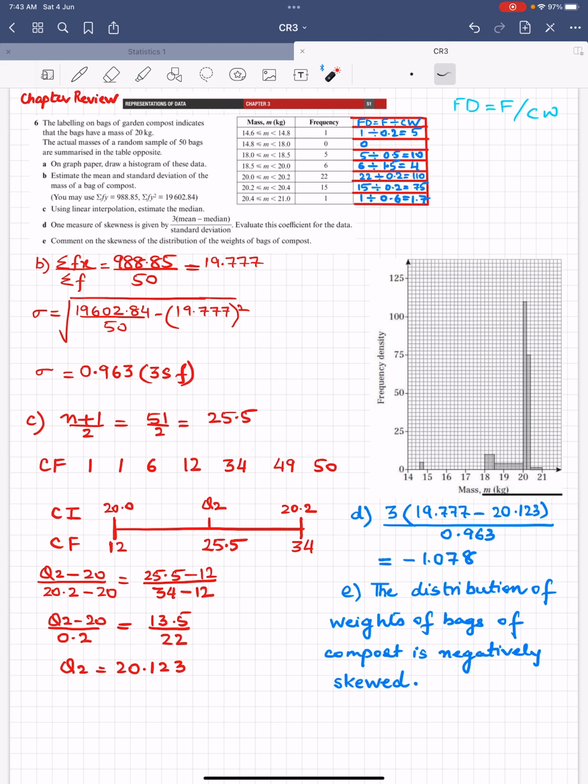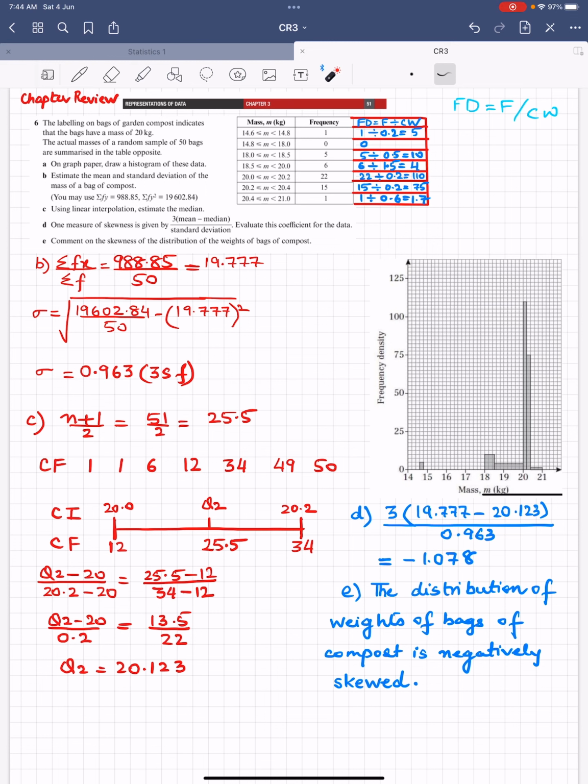Moving on to part B, estimate the mean and the standard deviation of the mass of a bag of compost. First, we will calculate the mean. We are already given sigma fy here, which means the mid-x value multiplied by the frequency plus mid-x value multiplied by frequency, all till the end. And that we divide by 50, which is the total frequency. And this is our answer for the mean, 19.777.